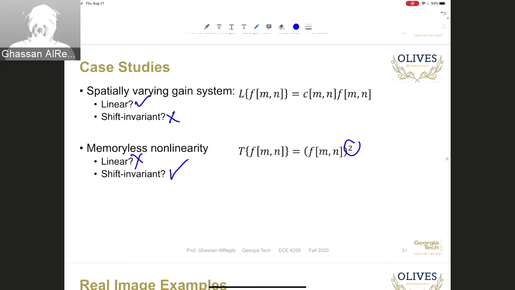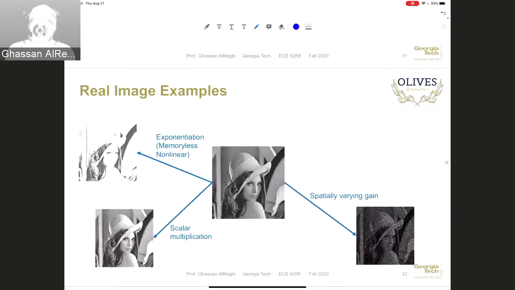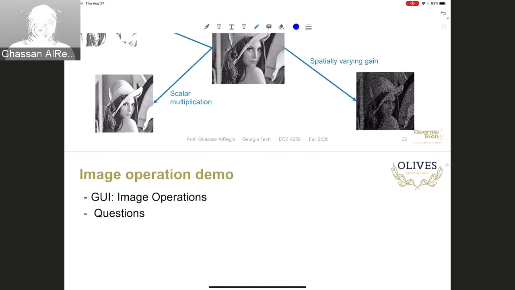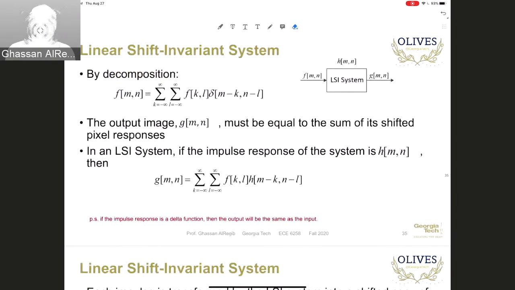We can continue. Here are the image operations. You can really do these kinds of operations there, and you can see different operations. I will not do the demo here. Let's look at the two-dimensional convolution. We'll do some specific examples at the end. This just introduces why the LSI system idea makes it easier to do this convolution.